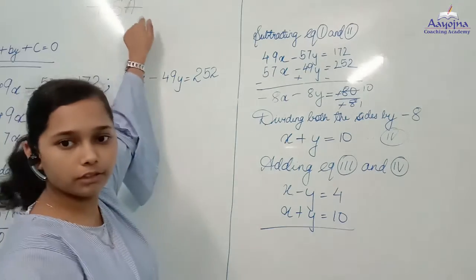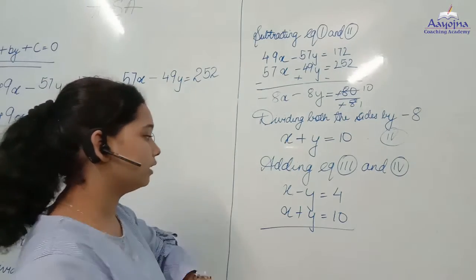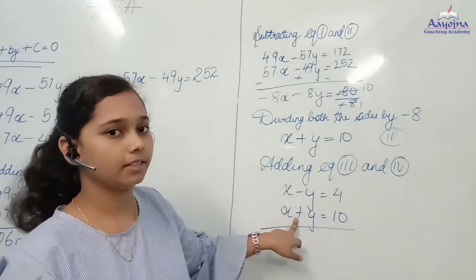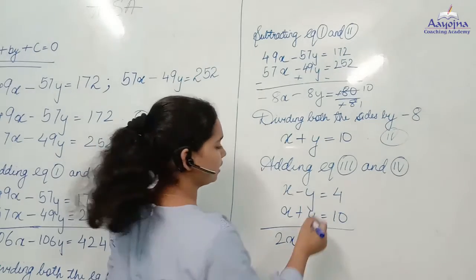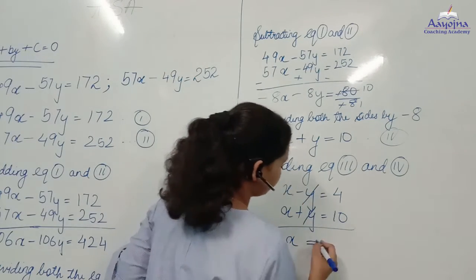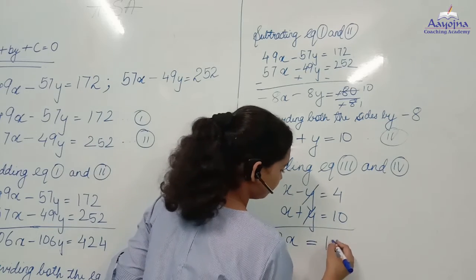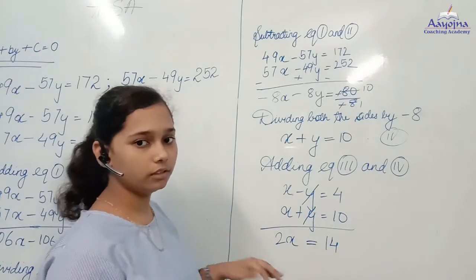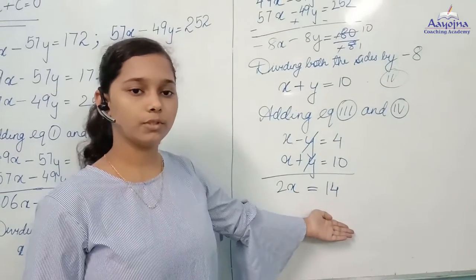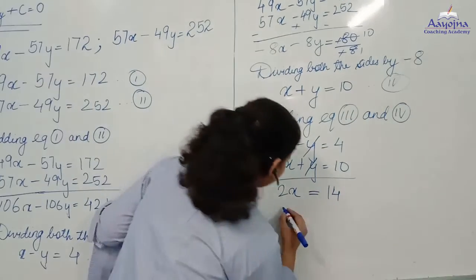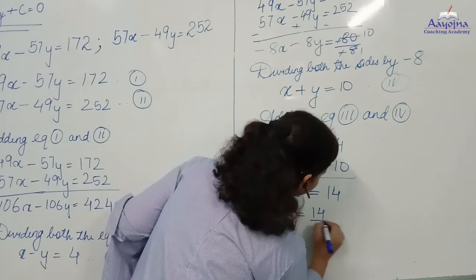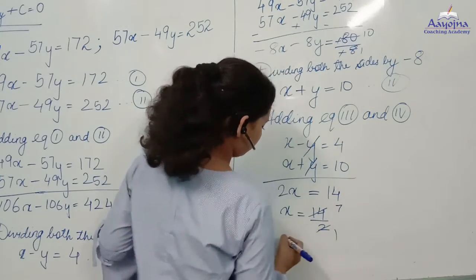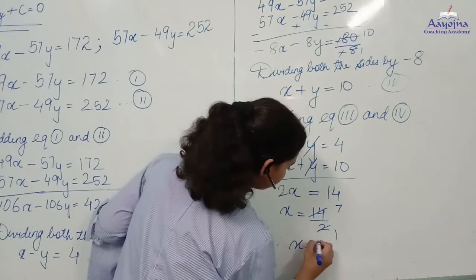Now according to the ASA method, we are going to add it. So adding the equations 3 and 4, what we get is 2x. Here minus plus is always minus. So y minus y becomes 0 is equal to 4 plus 10 is 14. 2x is equal to 14. Now we will transpose the 2 here. Here it is multiplication. Transposing it, it becomes division. So it becomes x is equal to 14 divided by 2. 2 sevens are 14. Therefore x becomes 7.